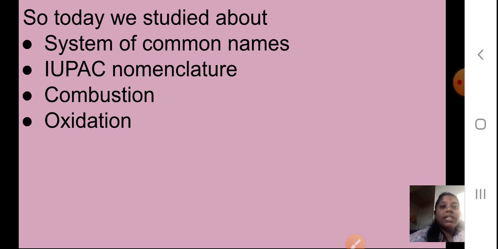Then we have studied about combustion. We have seen the formation of CO2 and water, as well as heat and light liberated, when the heating of the carbon compounds takes place, right? Then we saw about oxidation, that some of the substances can give oxygen to other substances. We call them oxidizing agents, right? And we have seen potassium permanganate and how ethanol can be converted to ethanoic acid. Okay students, I hope today's part is clear to you. You will go through the presentation properly.